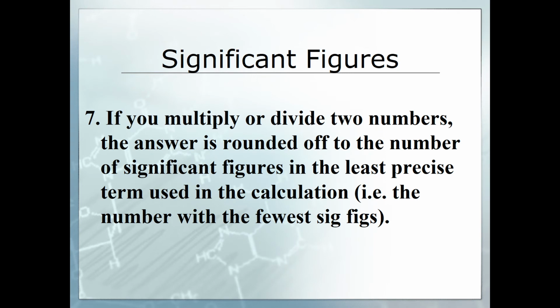If you multiply or divide two numbers, the answer is rounded off to the number of significant figures in the least precise term used in the calculation. So multiplication and division is based on significant figures. That's where I was getting confused from earlier. So when you multiply and divide, it's based on significant figures.